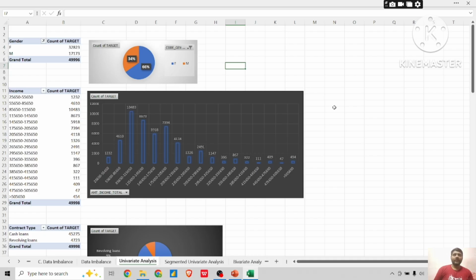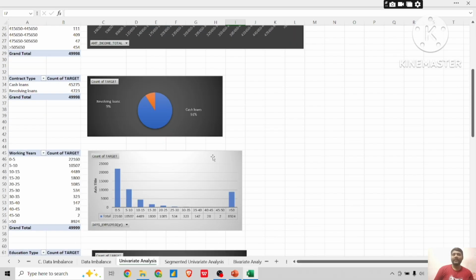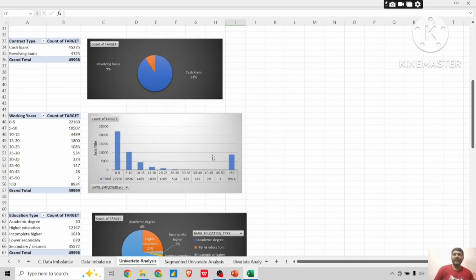Income level: applicants' incomes are heavily clustered between 85,000 and 1 lakh 75,000. The peak is in the 85,000 to 1,15,000 range with over 10,000 applicants, showing a concentration of middle-income borrowers. Loan risk and approvals depend heavily on income bracket, and this distribution highlights the core economic segment being served.